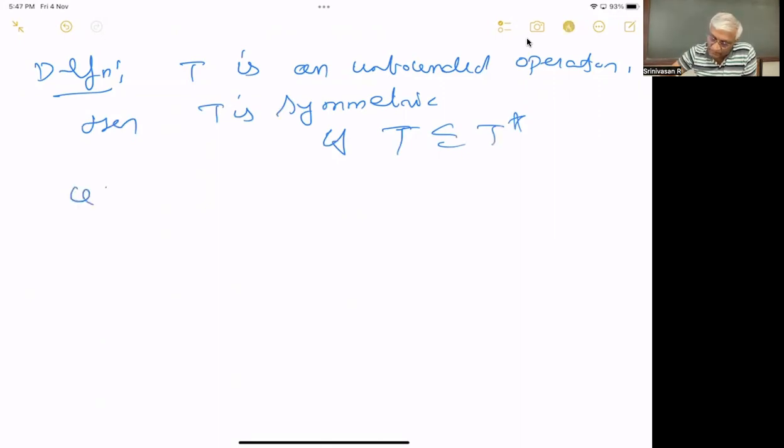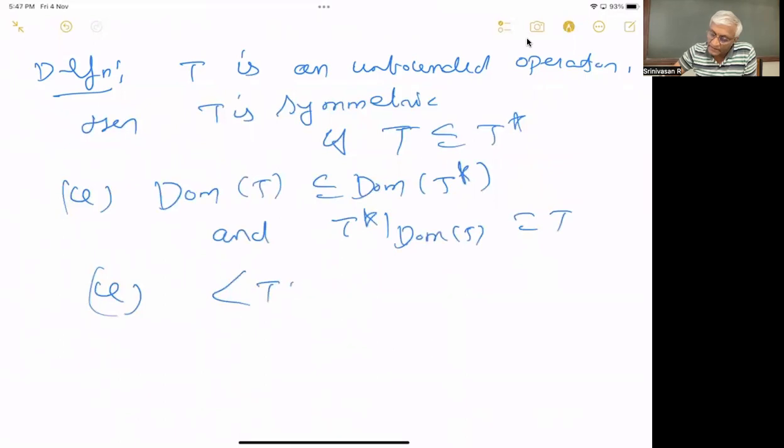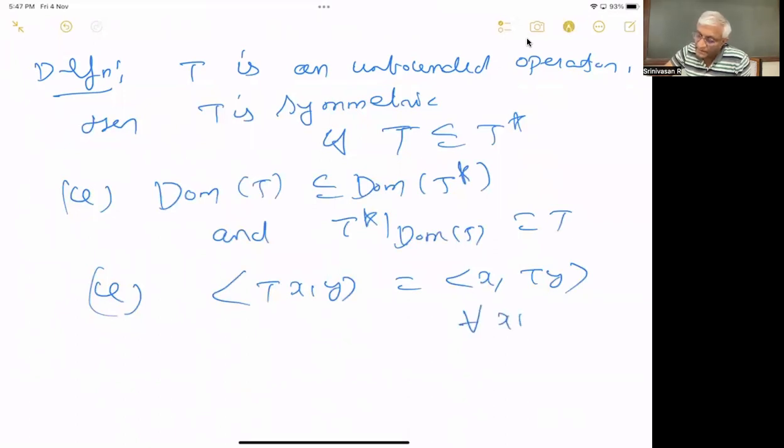That is, the domain of T is contained in the domain of T star. T star's domain can be bigger than this, and T star restricted to the domain of T is T. That is, it satisfies this property: <Tx,y> equals <x,Ty>. This is the property it satisfies. So this is what symmetric means. Symmetric means <Tx,y> equals <x,Ty> for all x and y in the domain of T. That's all.